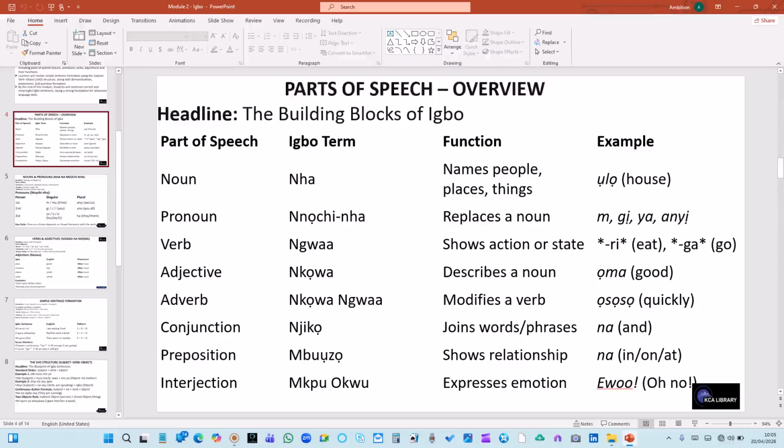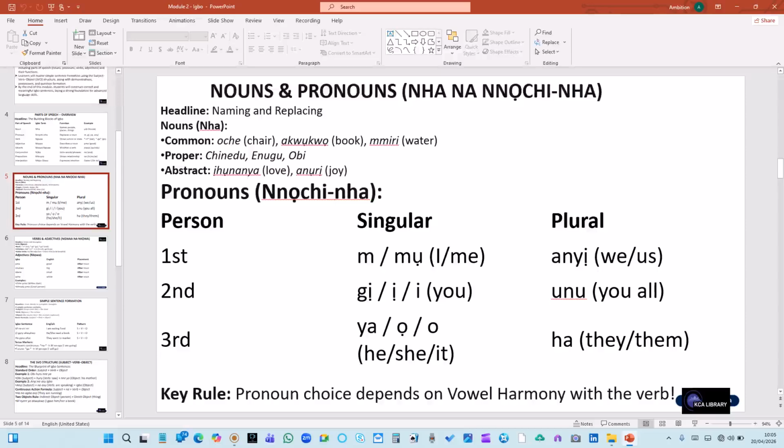Then we have conjunction, which is known as njikọ, which joins words and phrases, like na. Example, na, which means and. Then we have preposition, which is known as mbuzọ, which shows relationship between a noun and a verb in a sentence. Example is na, which means in, on, or at. Then we have interjection, which Igbo people call mpụ okwu, which expresses emotion like ewo, which means oh no.